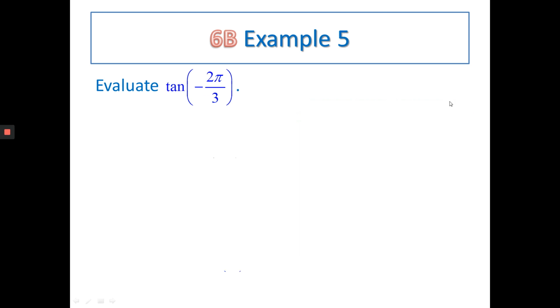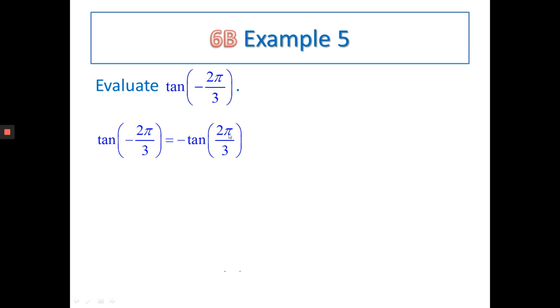Okay, moving on to our final example, example number 5. Let's evaluate tan of negative 2 pi on 3. Okay, so as we did in the previous example, let's use a negative angle formula first. The negative angle formula for tan is that tan of negative theta is equal to negative tan of theta. So in other words, simply take the negative that's inside the angle and move it outside the tan. So we now have negative tan of 2 pi on 3.